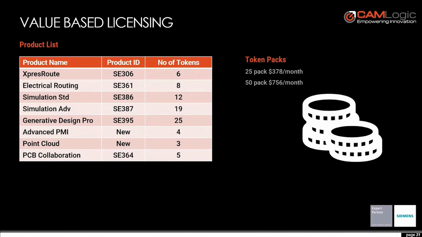And so as an example, if you used Generative Design Pro and checked out 25 tokens, you made your design, and then you sent it back, and you have your 25 tokens to use again, you could then check out 2 seats of Simulation Standard, all with just the 1 pack.